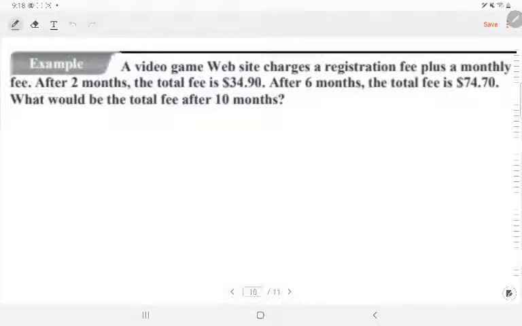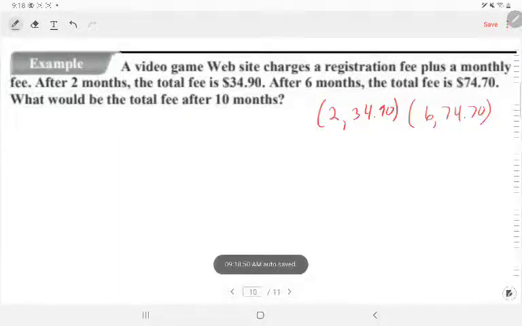If we take a look at this, we know that the total fee is dependent upon the number of months. 2 months is 34.90, 6 months it's 74.70. So we know that our x's are the months and our y's are the fees. So we could say (2, 34.90) and (6, 74.70). So that's 2 points on the line, right?